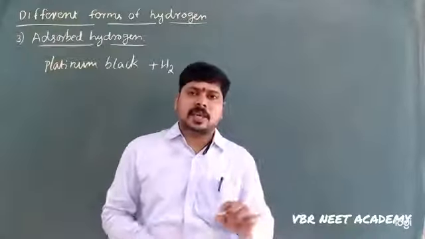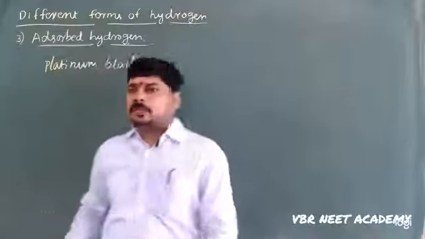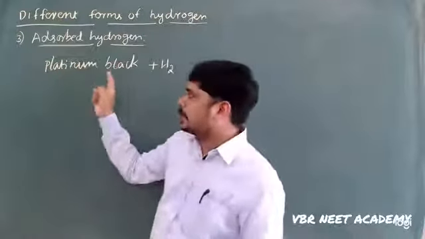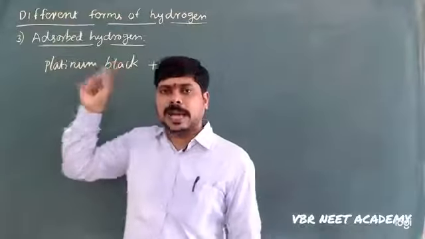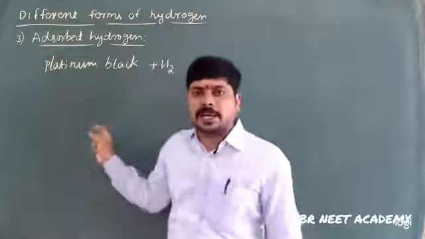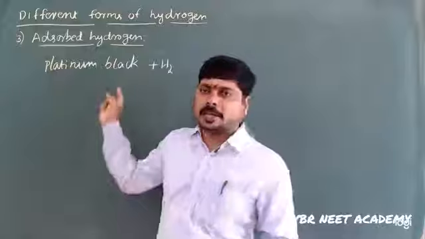In the same way, wherever we want hydrogenation or a reduction, we are going to take a metal with hydrogen. So when we take platinum black, the hydrogen molecule gas is going to be adsorbed. So that's why this is called the adsorbed form of hydrogen. That's what we can say.